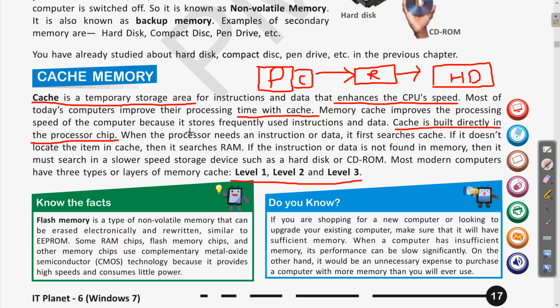So now we have covered all three types of memory, that is primary memory, secondary memory, and cache memory. And this way we have also completed the chapter as well.